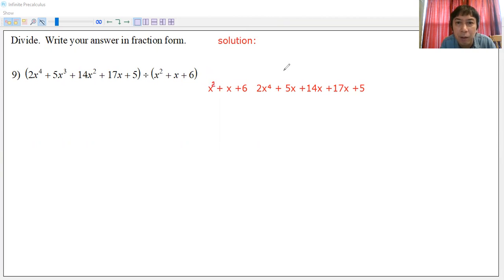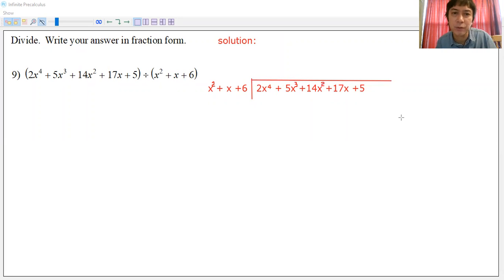There. And then this is cube. This is cube. And this is 14x squared. And then 17x plus 5. Then we put the division symbol. All right, over there. Okay, properly encoded.